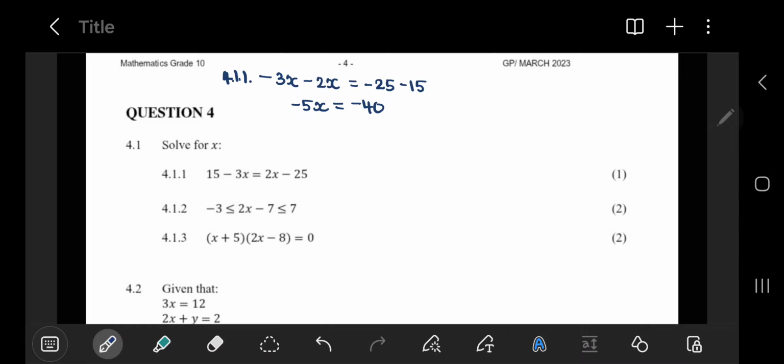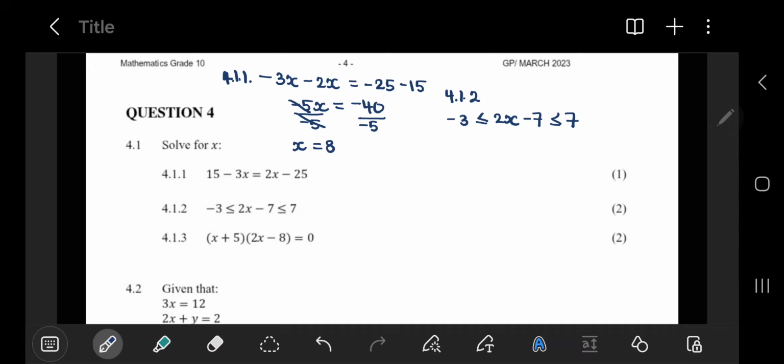Now to get x alone, you are going to divide both sides by the coefficient of x. So here our coefficient is negative 5. On the left-hand side, they cancel out. We're left with x. On the right-hand side, we've got negative 40 divided by negative 5, which is going to give you 8. So the answer is x is equal to 8.